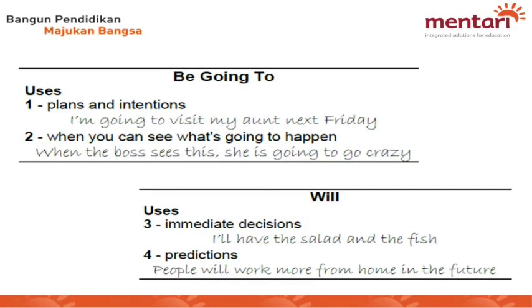Condition, immediate decisions. For example, I'll have the salad and the fish. Yes, that was spontaneous. You are in a restaurant and you say, I'm having salad, I'm having fish. So it was spontaneous, not pre-planned. Second condition, predictions. If it is prediction, for example, people will work more from home in the future. So you are predicting. You're not sure about it. It's just a prediction.